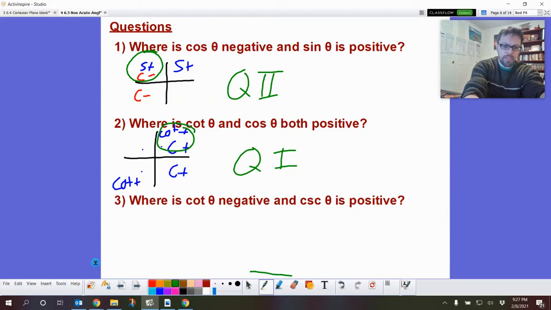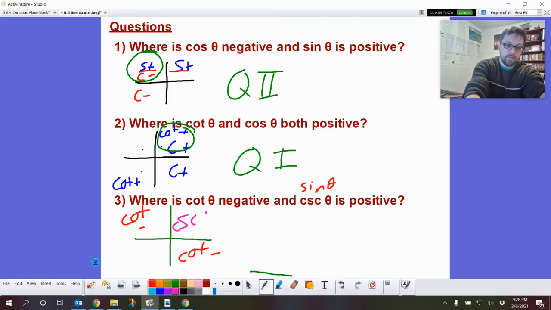Where is cotangent going to be negative? Well, that's going to be the opposite of what we just did. So cotangent will be negative here and negative here. Where is cosecant going to be positive? Cosecant is the reciprocal of sine. So sine is positive. We did that up here in these two quadrants. So cosecant will be positive here, and cosecant will be positive here. There's the thing that we're looking for.